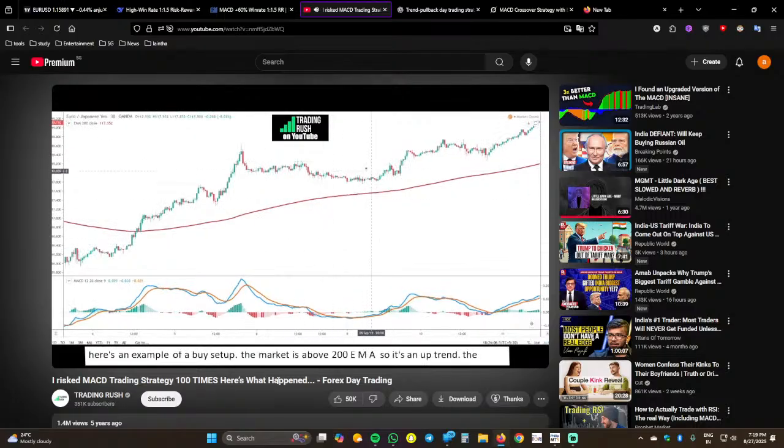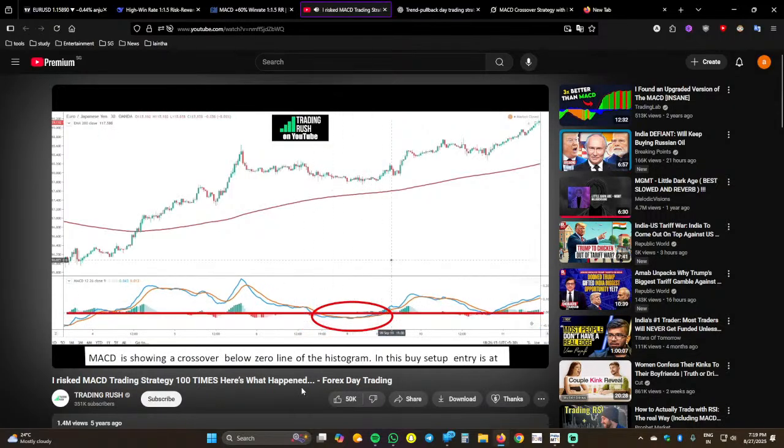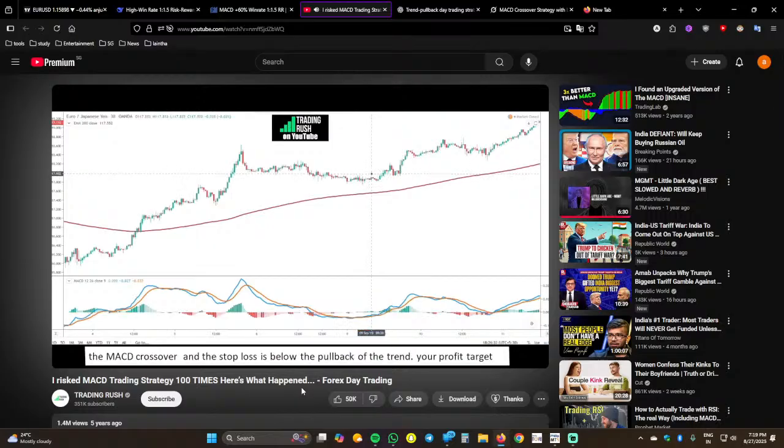Here's an example of a buy setup. The market is above 200 EMA, so it's an uptrend. The MACD is showing a crossover, below zero line of the histogram. In this buy setup, entry is at the MACD crossover, and the stop loss is below the pullback of the trend. Your profit target should be more than the risk you are taking on the trade. So if you lose one and win one, you will still be in profit.